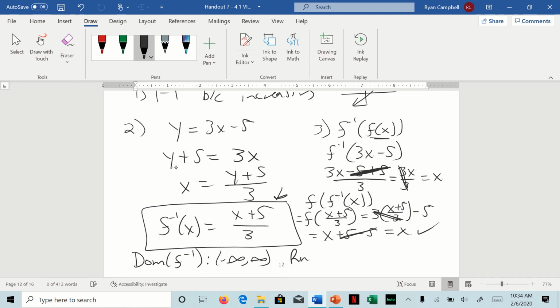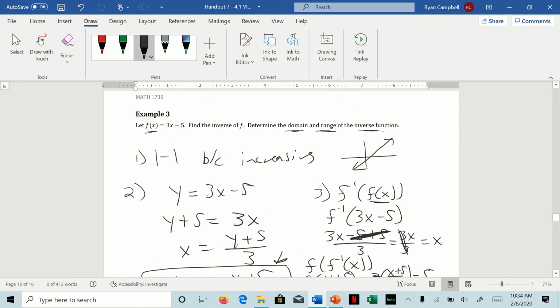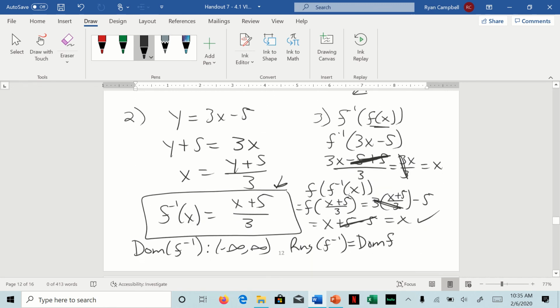So what about the range of the inverse? Well, that's a little harder to figure out. But from our previous theorem, we know that the range of the inverse is the domain of the original. So all we have to do is look at the domain of the original. And again, there are no fractions, no even radicals, so there are no restrictions. So that's just going to be negative infinity to positive infinity again.